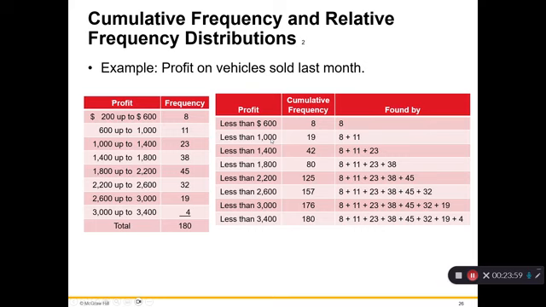And the second interval we have 1000. How many are less than 1000? In the first two intervals together, the first profit band and second band, we add 8 plus 11. Then everything under 1400 is the first one, second one, third one, all added together, and so on. They all need to add up to the total. So this is how we find the cumulative frequency.